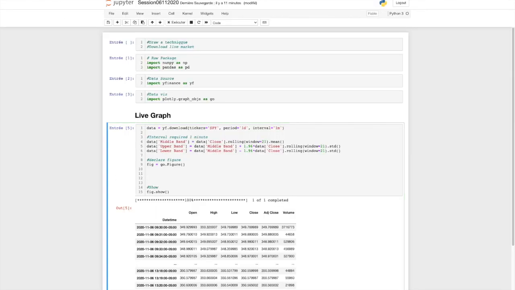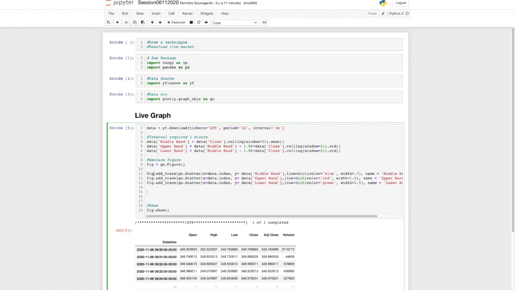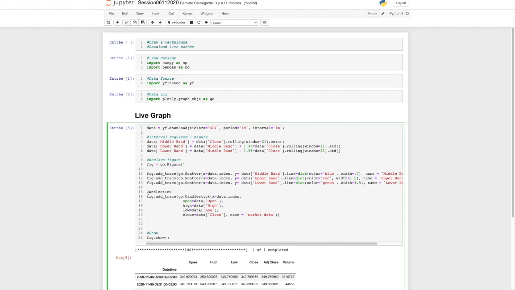Okay, let's draw our 3 bands, the middle band, the upper band, and the lower band. You can just copy and paste the code from the video on Bollinger Band strategy. We are going to draw our candlestick, same, from the video on candlestick. I'm just copy and pasting the code that you can find. You're going to have the Jupyter notebook attached to it, and you're going to be able to use it if you're interested.